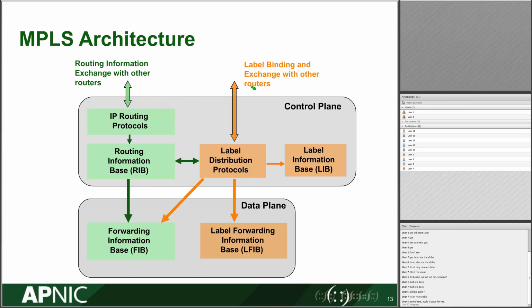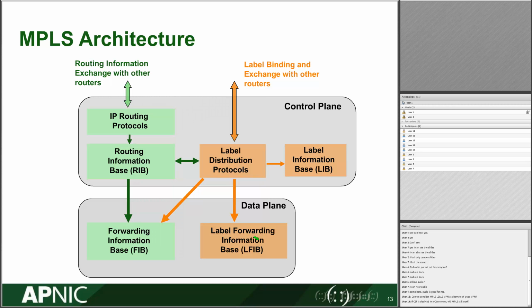And then we can have the routing table. And the label distribution protocols, based on the routing table, generate the label forwarding information base. So we have the routing forwarding information base, the FIB, and then the LFIB.